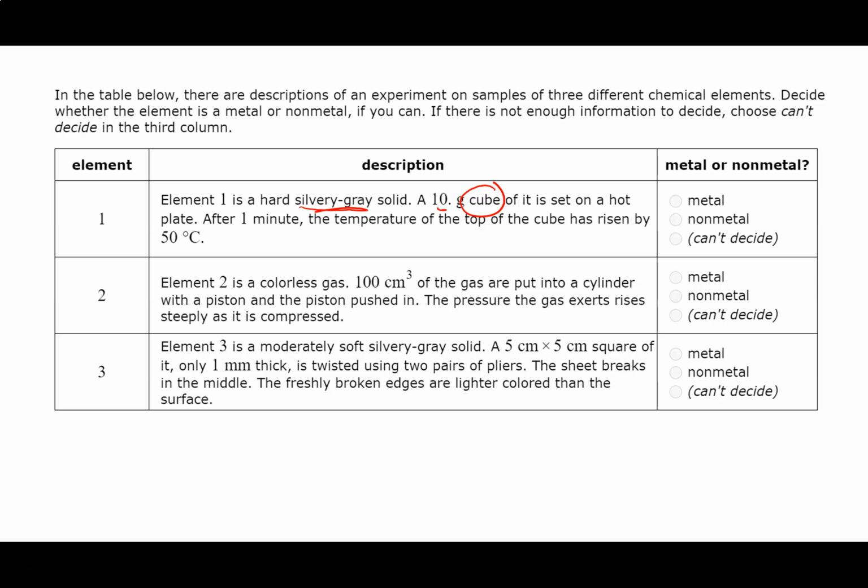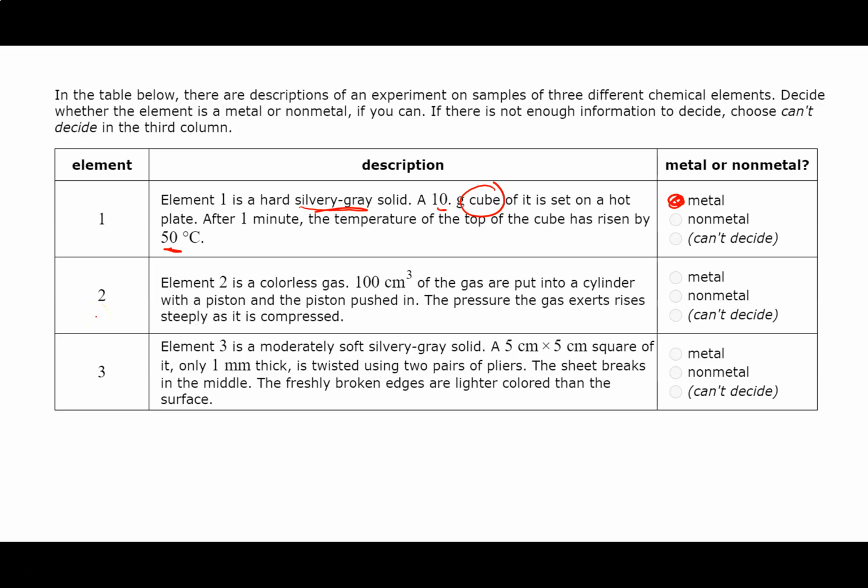It is set on a hot plate. So what they're doing is they're checking for thermal conductivity. And then it says after 1 minute, the temperature of the top of the cube has risen by 50 degrees Celsius. Now that's pretty good, right? Because 100 degrees Celsius is the boiling point of water, and it would take longer than 1 minute for a pot of water to come to the boil. So it's halfway to boiling in a minute. That's pretty good. It's got to be a metal. It's silvery grey, and it's a pretty decent conductor of heat.